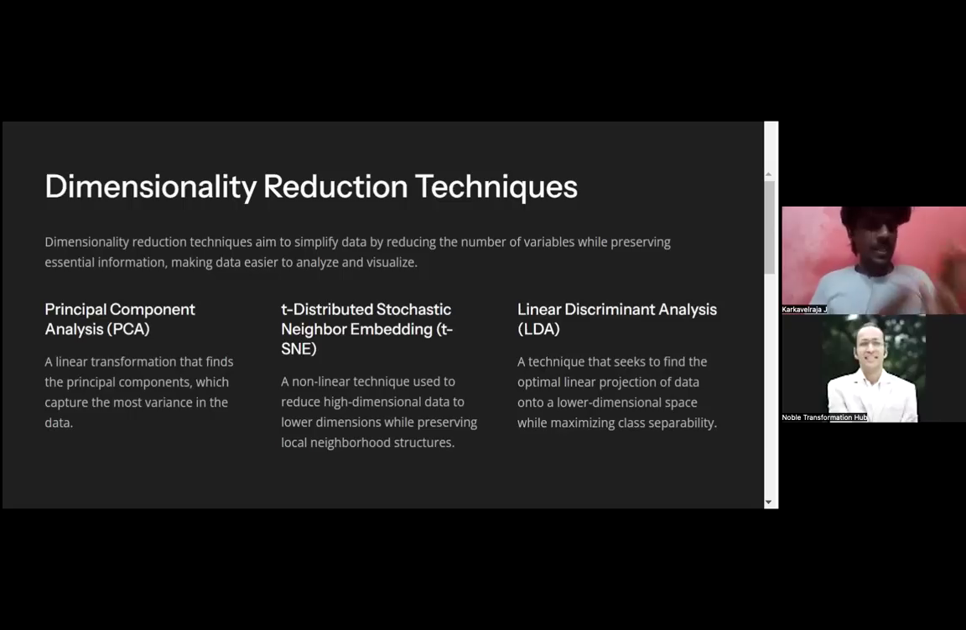Guys, these three things we are seeing, t-SNE, PCA and LDA, we're going to have a separate session for each, covering what is happening inside the black box, the theory behind it, and also the coding session. Now you just need to understand what it is. Hope you guys are able to understand.